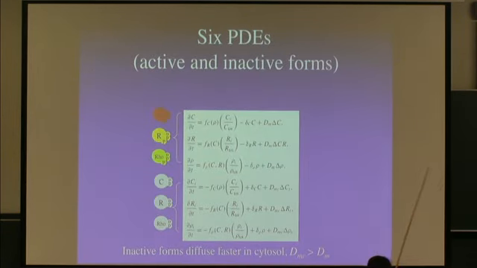All right, so now we have 6 PDEs. It's still in 1 dimension. These are the active forms. These are the inactive forms. We've got conservation. So, for instance, this term, which is the rate of activation and inactivation, shows up here with a minus sign, right? So the total amount of CDC42 is conserved, and so is the total amount of RAC, etc.